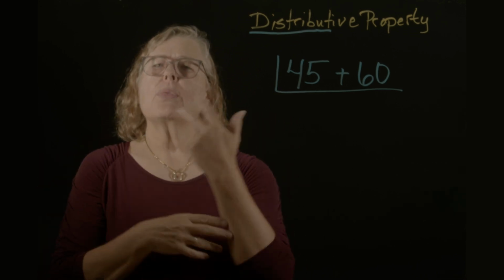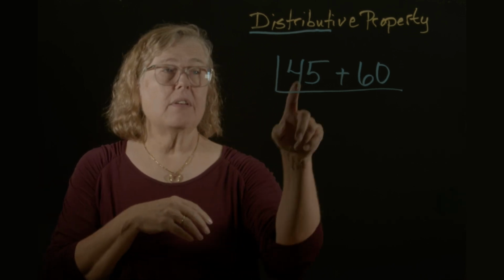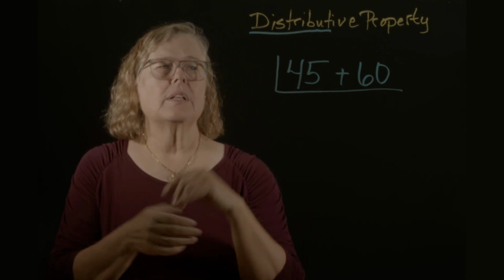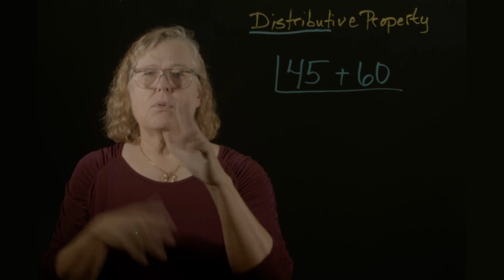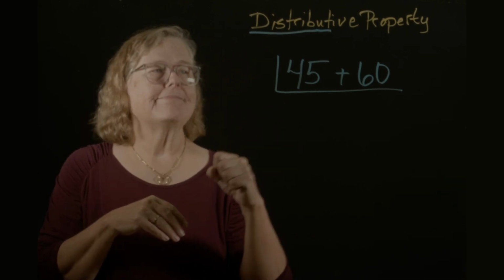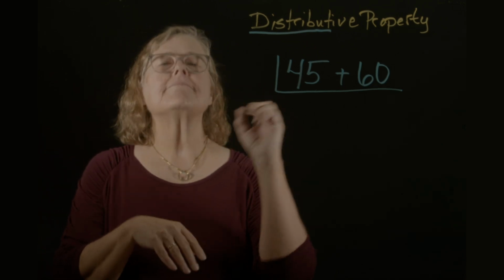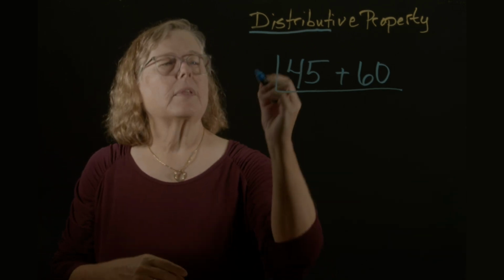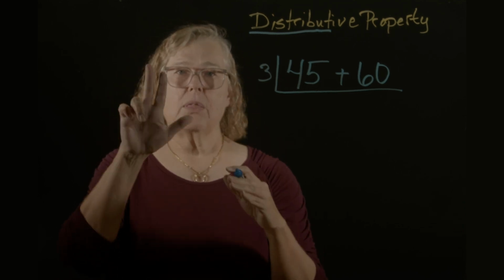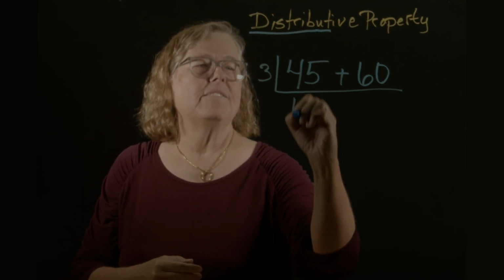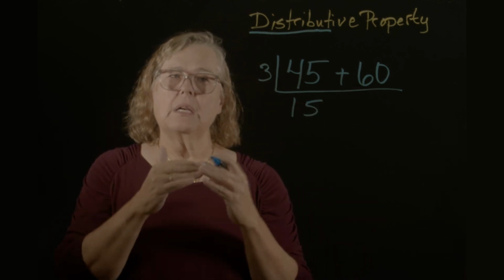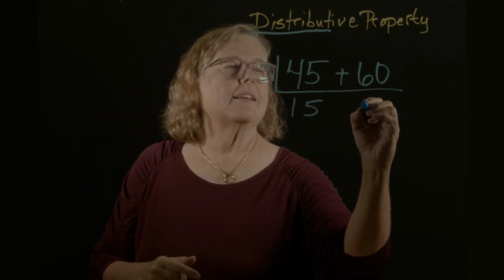No 2. What about 3? Does 3 go into 45? Yeah, it does. If you're not sure, you can use a calculator, right? 45 divided by 3 equals, is it a whole number? No decimal. Yes. And 60 divided by 3. Yep, that's a whole number. Good job. 45 divided by 3 is what? 15. 60 divided by 3 equals 20.